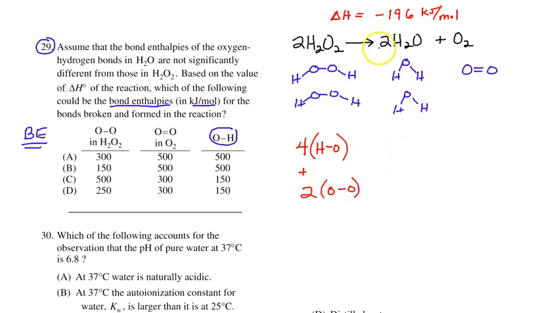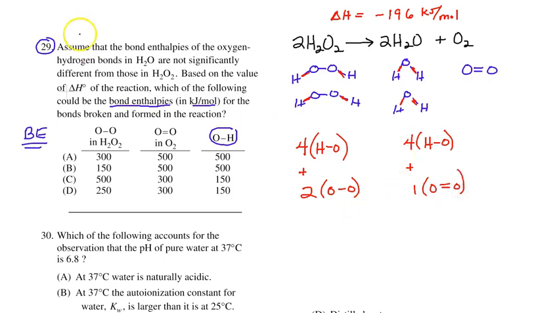And over here on the product side, I have 4 HO bonds. Here's an H-O bond, here's an H-O bond. The whole water is 4 HOs, whereas the hydrogen peroxide has 4 HOs but also an additional O to O. And then we have plus 1 O double bonded to O bond.